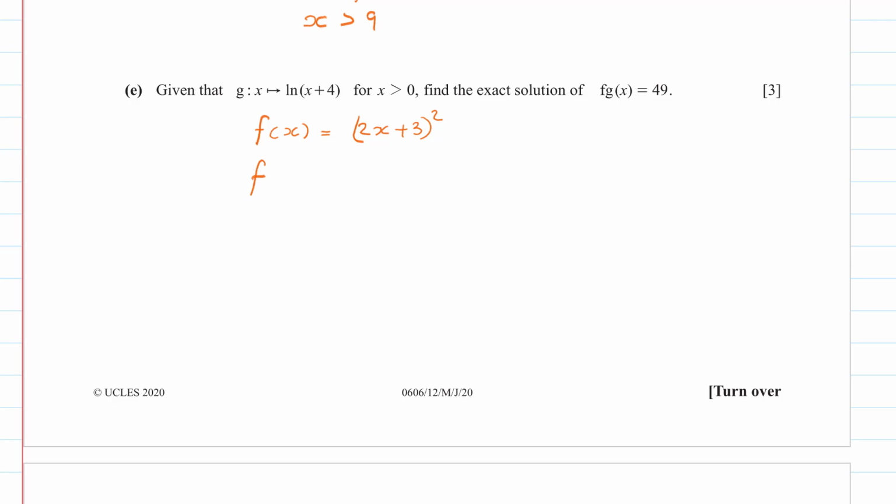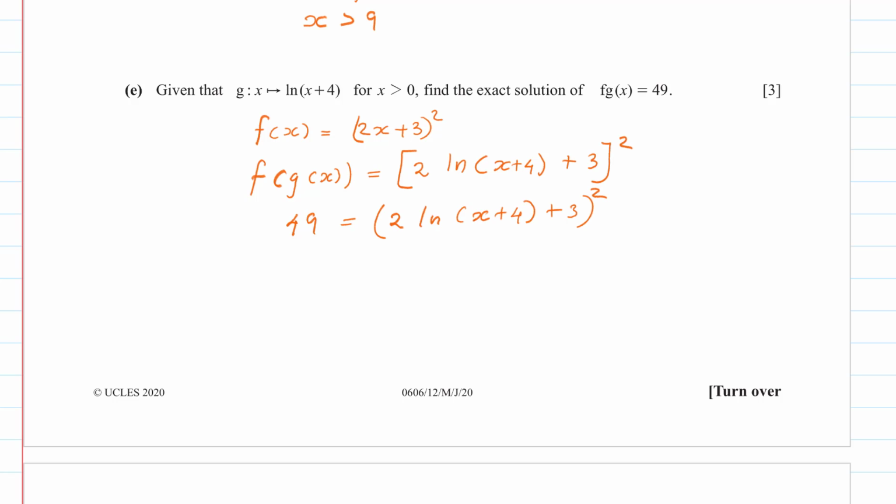Now, f of g of x, what would that be? It's going to be 2 times, now substitute the g function instead of that x. What is the g function? ln x plus 4. So (2 times (ln x plus 4) plus 3) whole squared. Isn't that correct? Now, let us not simplify this. The interesting thing is, it is given this is equal to 49. So 49 is equal to this whole thing, (2(ln x plus 4) plus 3) whole squared.